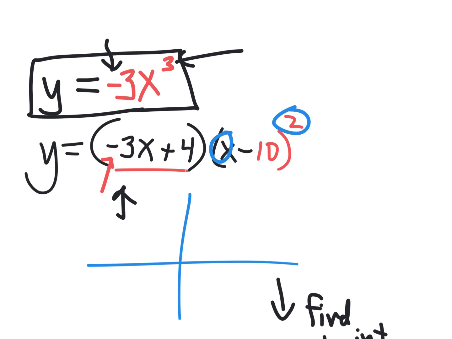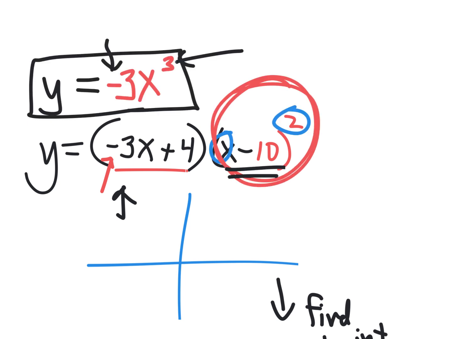Row 2. Bennett, you're next. Can you tell me, this spot is special. Can you tell me where it is? It's an x-intercept. 10. And it's also special because of that squared. Do you remember what I said that does? Bouncing. Correct. I'm going to put a little b there. So it has to bounce there.